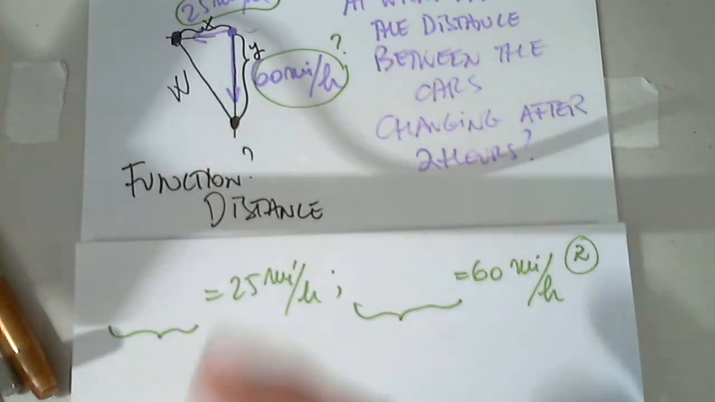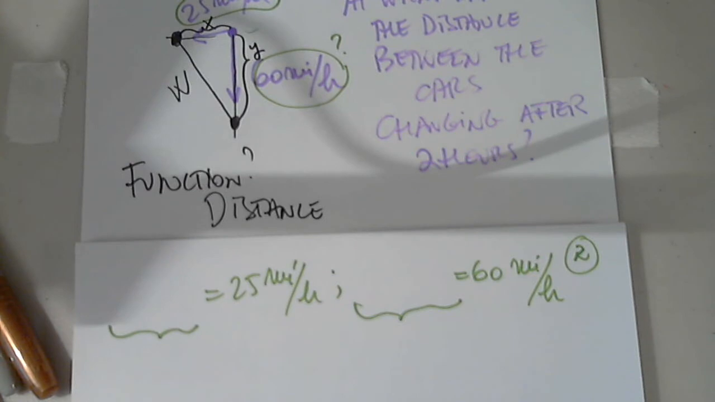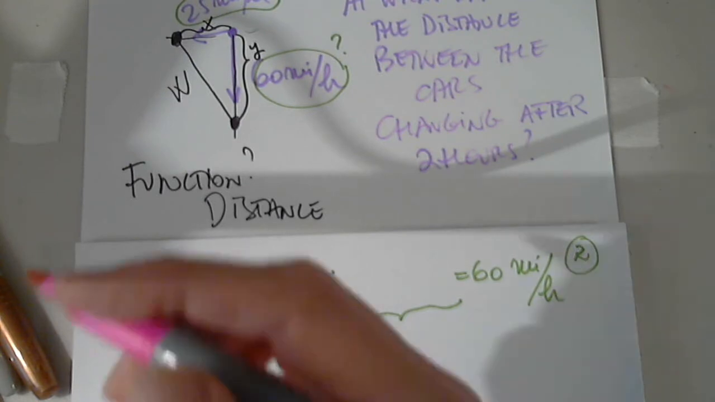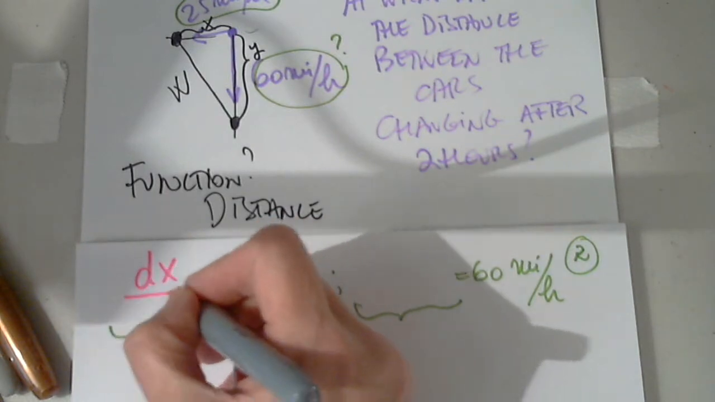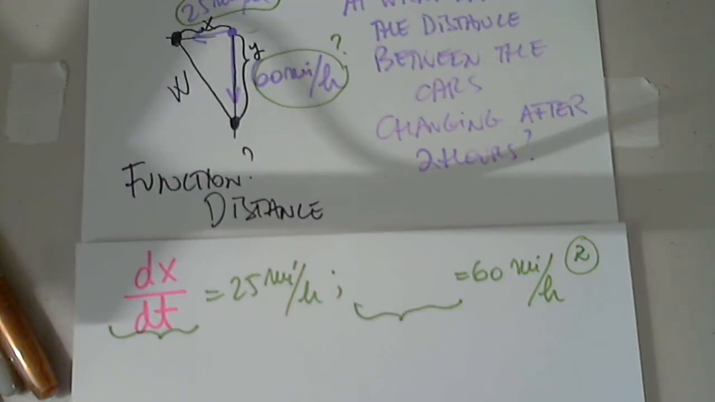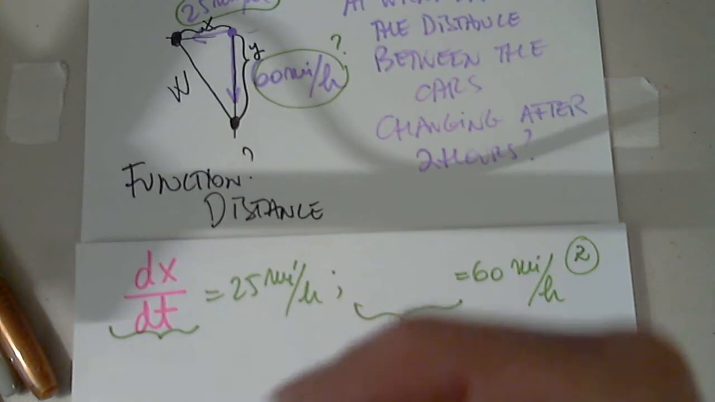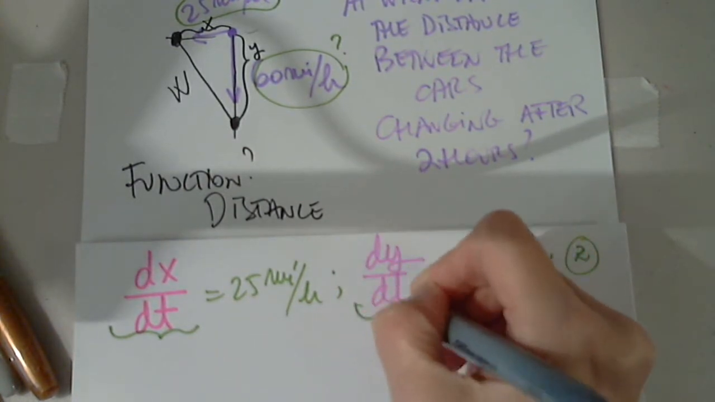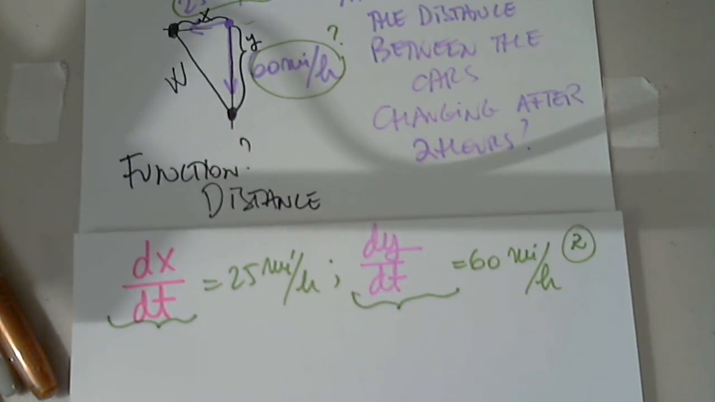So what is the distance in the picture? The distance covered by the first car. It's the rate of change of x with respect to time. What is 60 miles an hour then? What do I denote that by? Excellent. Perfect. I identify what I'm given.